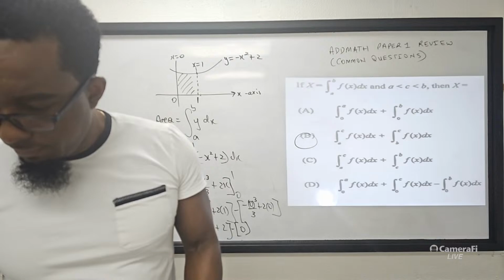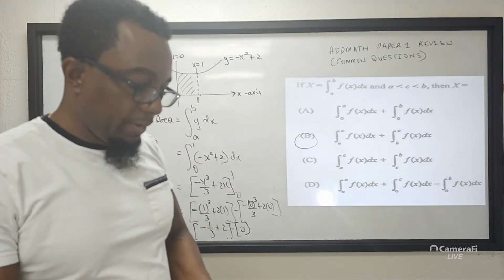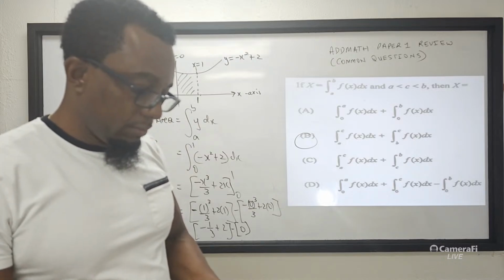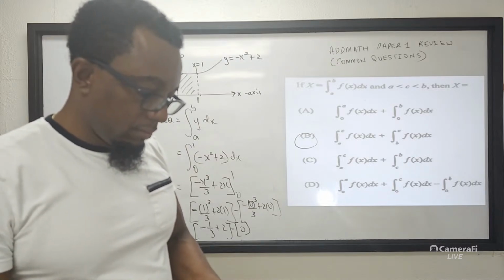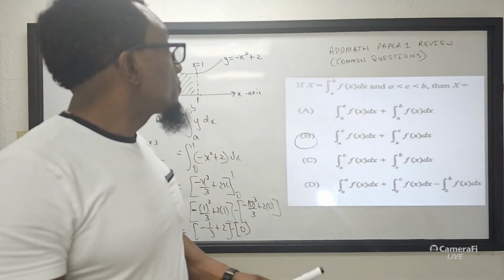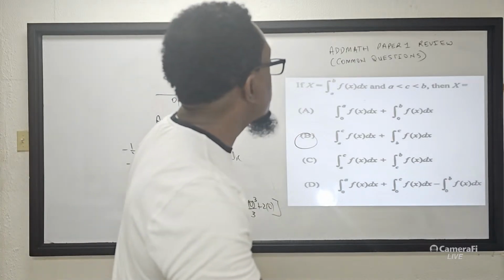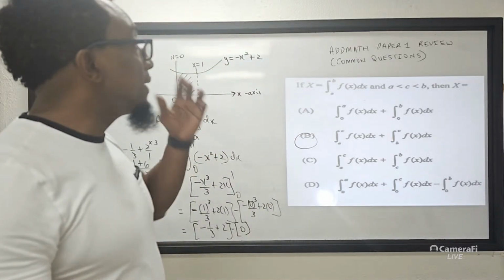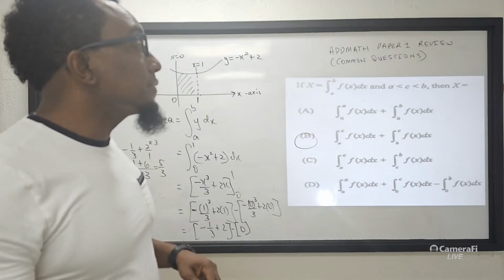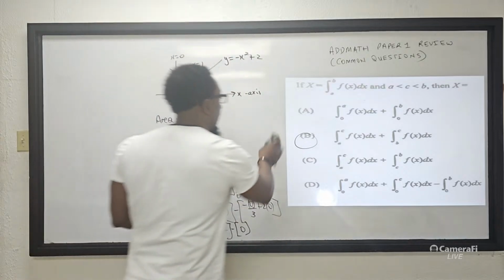So let's see. Right, so next, another very common question. Very, very common question. Let's look at that one. So we have, if x is equal to the integral between the limits a and b of f of x dx, and a is less than c, which is less than b, then what is x? Very common question, right?